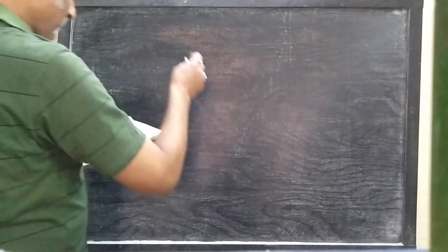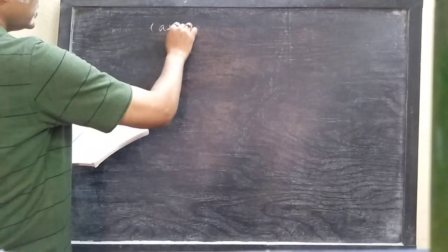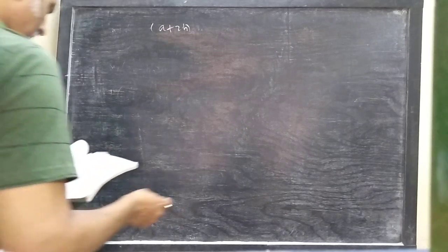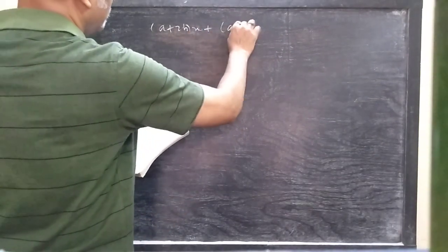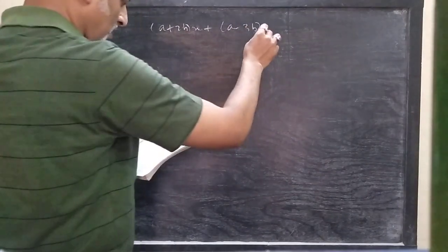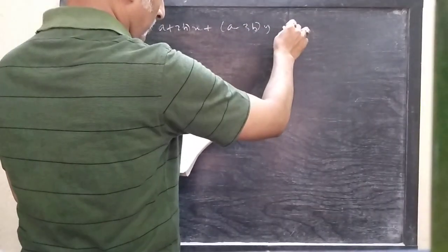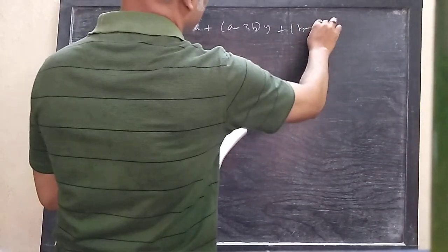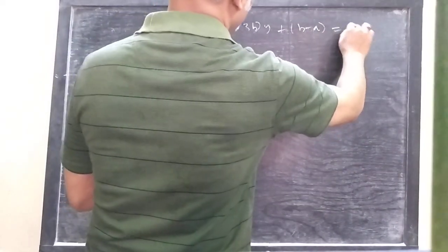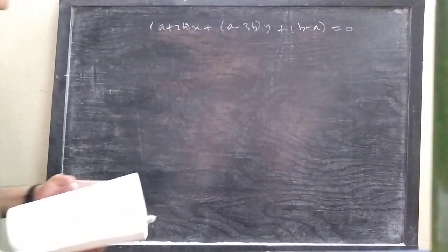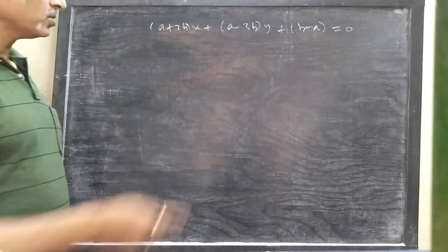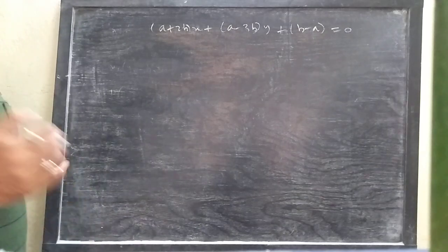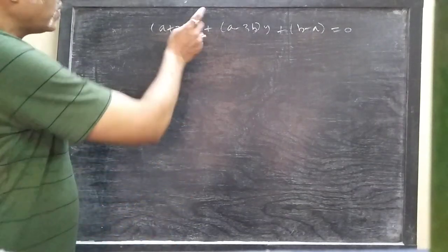The equation of the given straight line is (a + 2b)x + (a - 3b)y + (b - a) = 0. This is the equation of the given straight line, and you are asked to show this straight line always passes through a fixed point, whatever be the values of a and b.